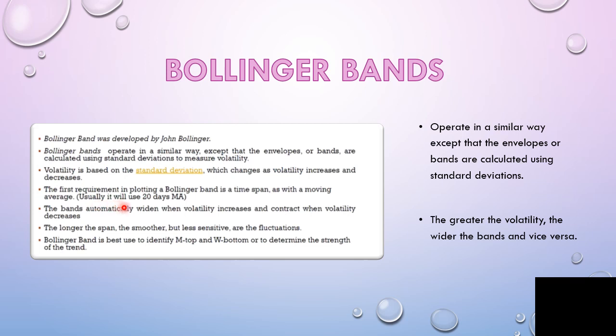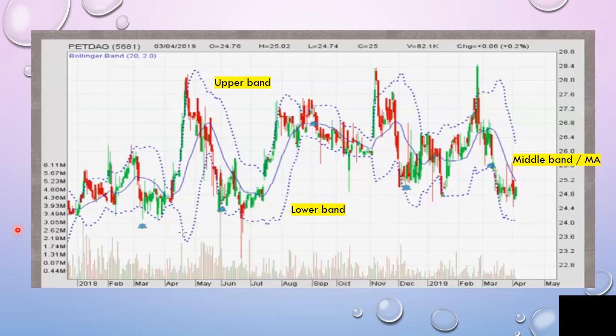Okay, the first requirement in plotting a Bollinger Band is a time span. As with a moving average, usually it will use 20 days moving average. Okay, the bands automatically widen when volatility increases and contract when volatility decreases. Okay, the longer the span, the smoother but less sensitivity are the fluctuations. Okay, Bollinger Bands is best used to identify M top and W bottom or to determine the strength of the trend. Okay. Alright. Okay, ni contohnya.